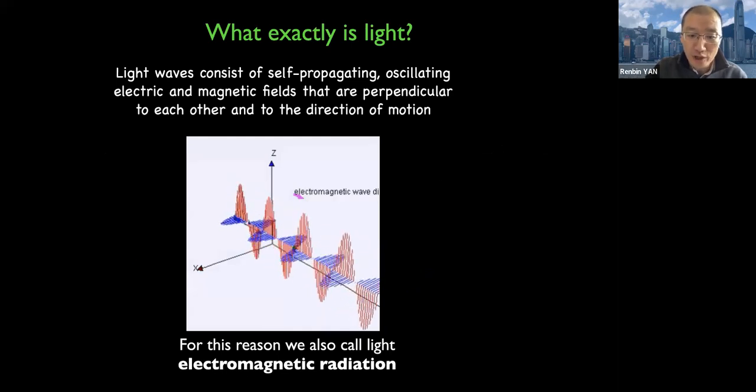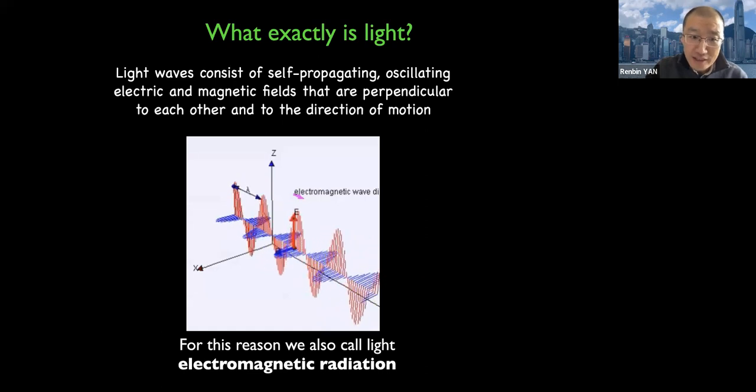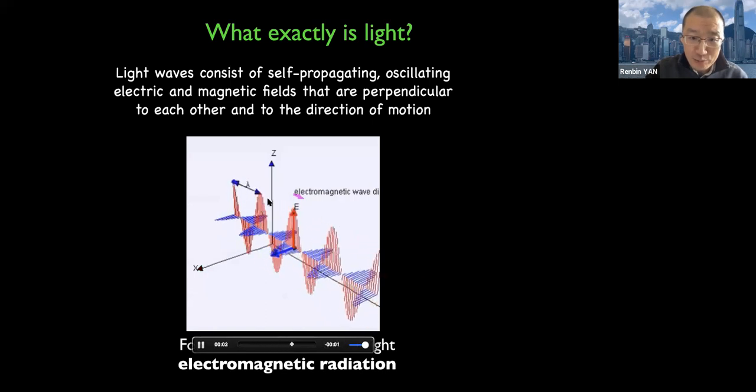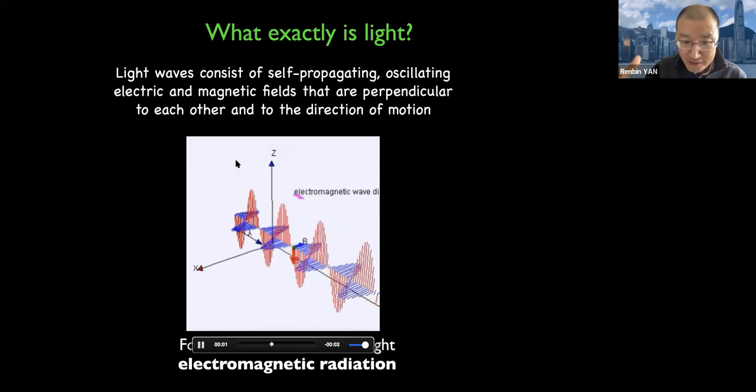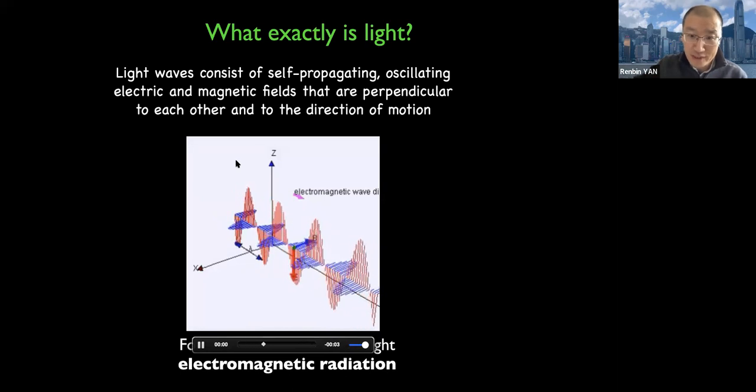That is what we call light. Light is actually electromagnetic waves. Light waves consist of self-propagating, oscillating electric and magnetic fields that are perpendicular to each other, and they can move in space as well, because when the electric field is changing, it generates a magnetic field, and when the magnetic field is changing, it generates an electric field, so you start to have propagating effects. These local disturbances start to propagate to far away distances, so you have a propagating wave, and the waves start to travel in space.